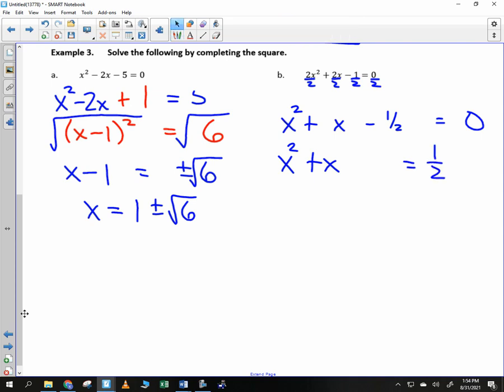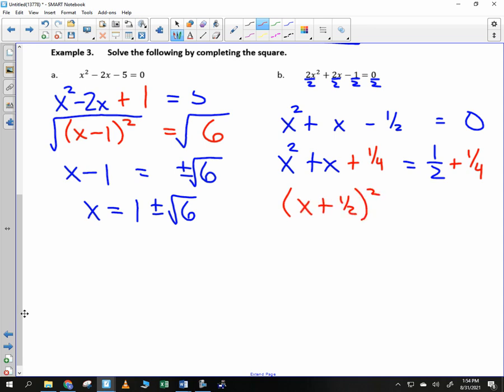I now complete the square. This one's not as easy to see. We take the middle number b, which is 1. We divide it by 2 to get 1/2. We square 1/2. What's 1/2 times 1/2? 1/4. What does the left side factor to?